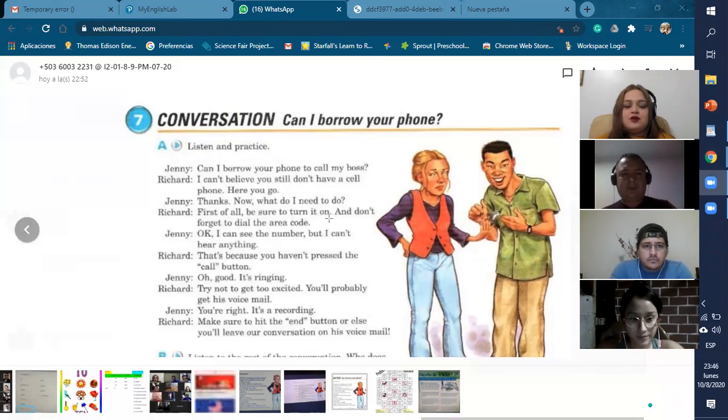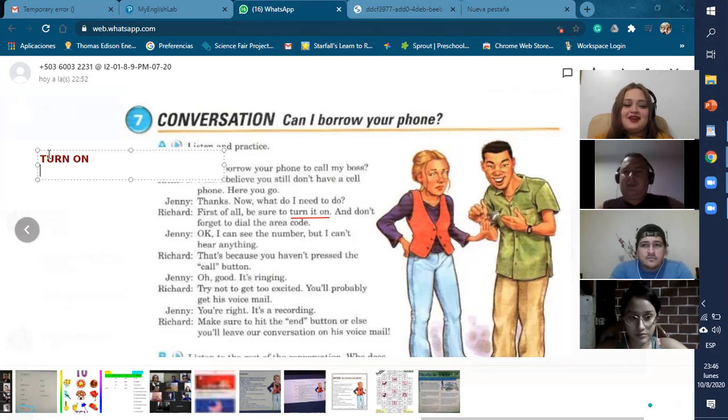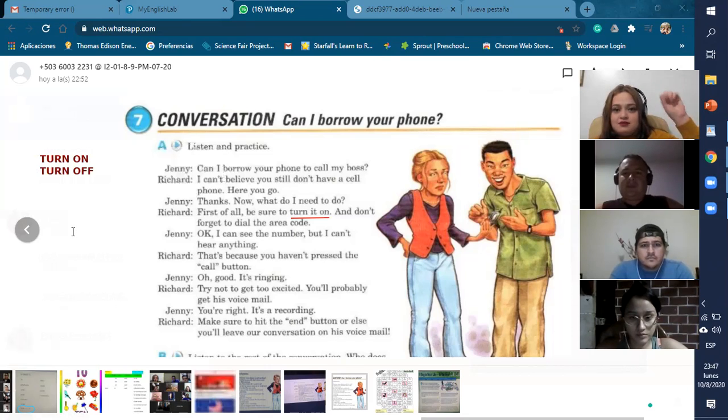Turn it on. Okay, what was the meaning of turn on, guys? What's the opposite of turn on? Turn off, right? So for instance, I can say, hey, turn on the light and turn off the light, okay? In this case, turn on the phone. So meaning it was not working, right? And then you turn it on, now it's working.